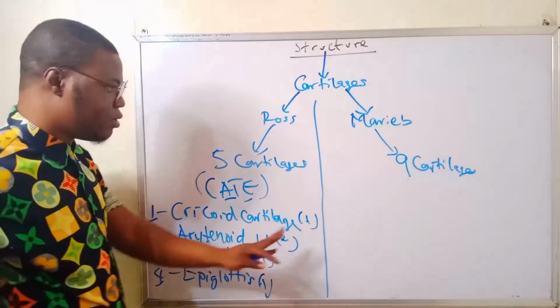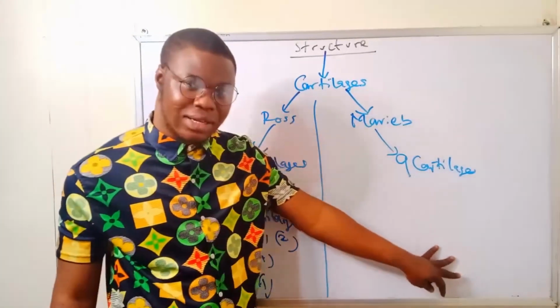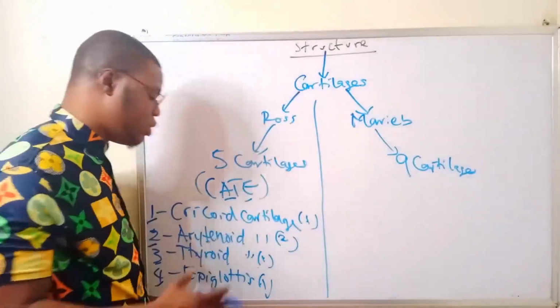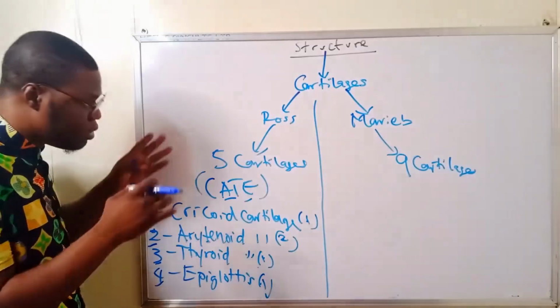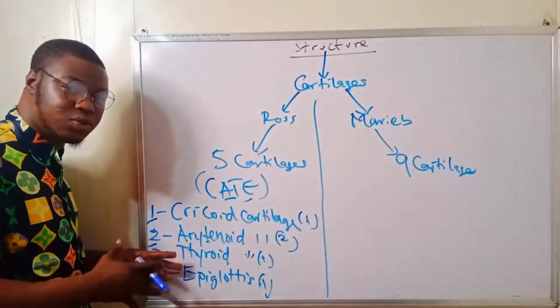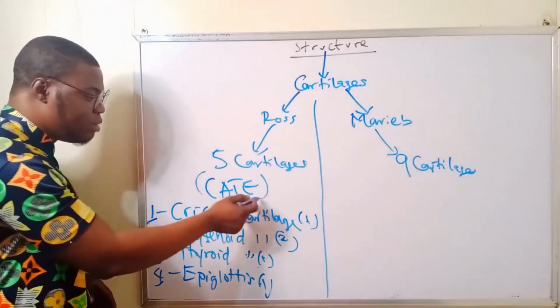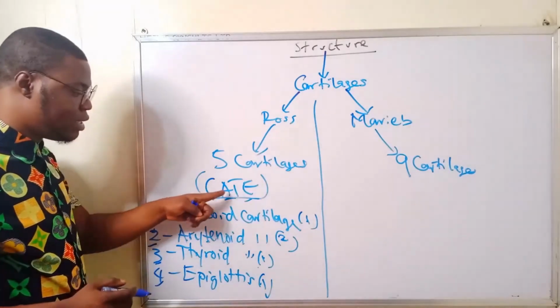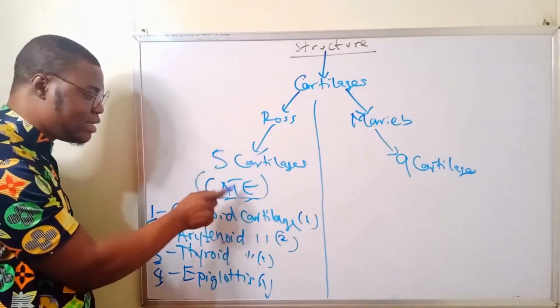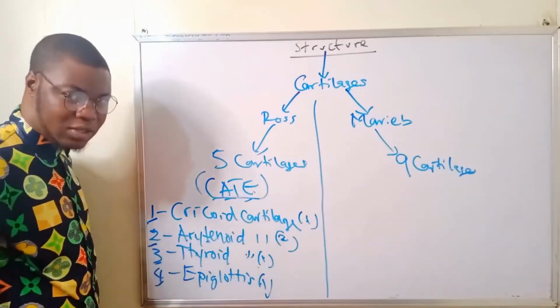Just for additional knowledge, I will talk about these 9 cartilages of the larynx according to Marieb. The point is that the cartilages of the larynx are 5 according to Ross and Wilson, and the acronym is CATE. The C is cricoid, the A is arytenoid, the T is thyroid, and the E is epiglottis.